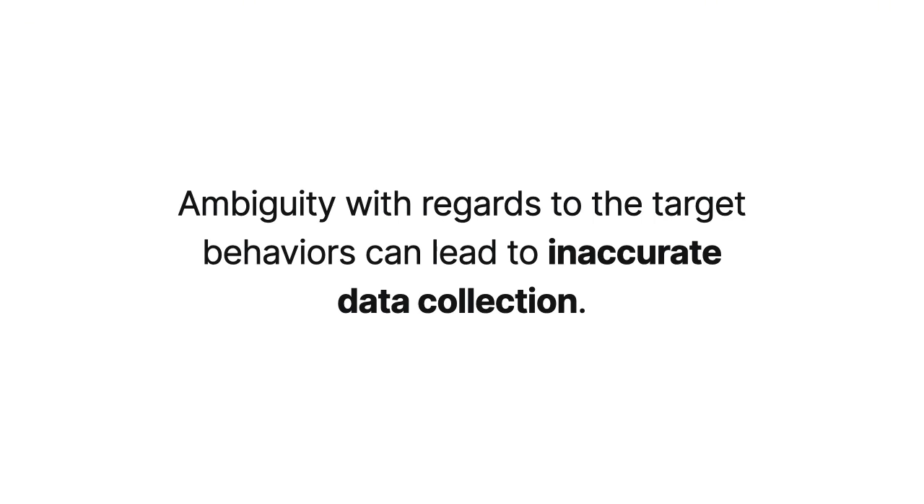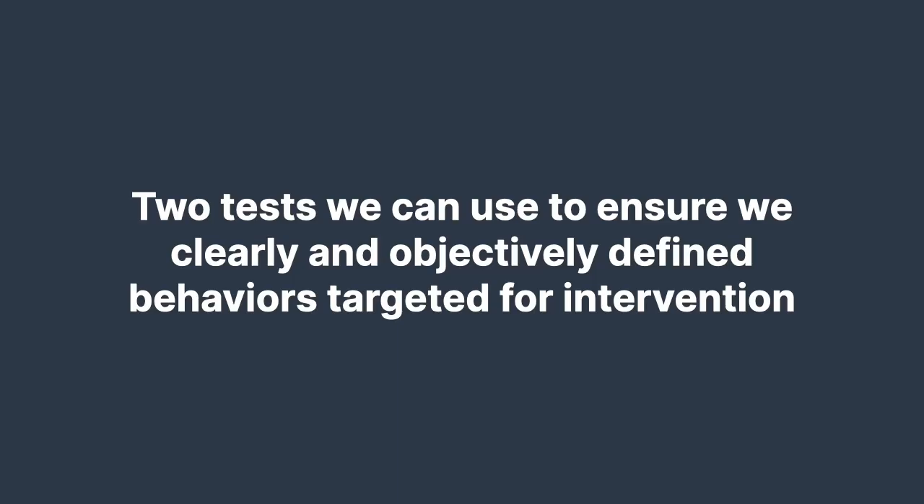As accurate data is crucial to accurately assessing student behavior change after we implement behavior interventions, it's essential we clearly and objectively define behaviors targeted for change prior to collecting data on these behaviors. There are two tests we can use to ensure we clearly and objectively define behaviors targeted for intervention. The first test is the stranger test.